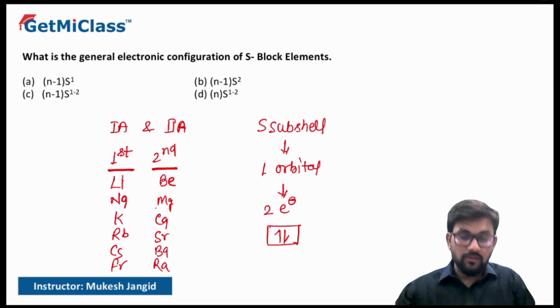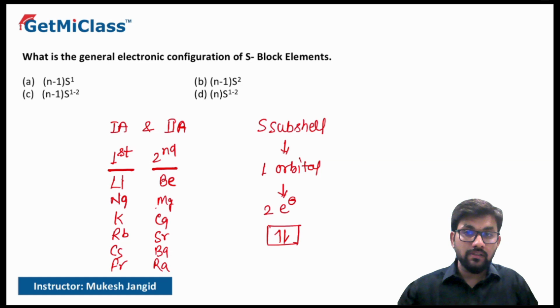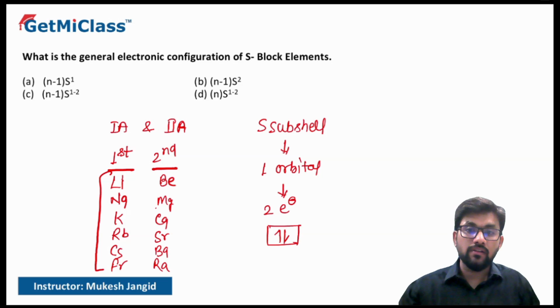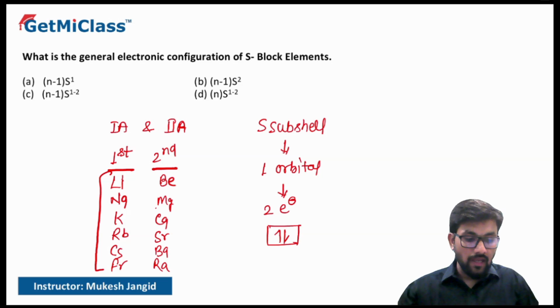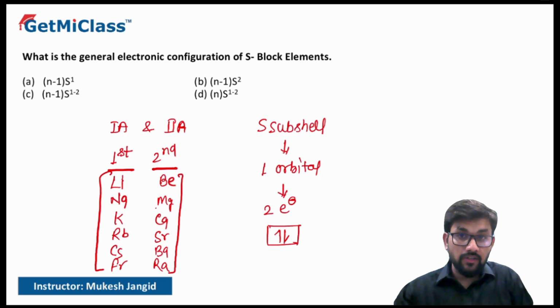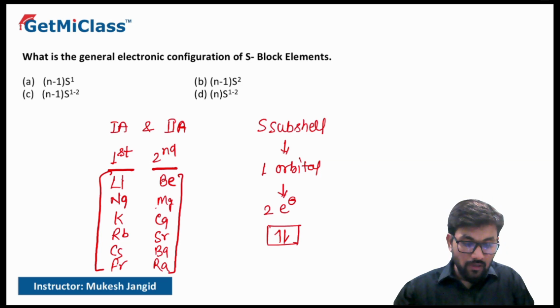So what can their configuration be? As we have already stated, if I add 1 electron in the S orbital, these are the elements having only 1 electron in the S orbital of their outermost shell. And if I add 2 electrons, these are the elements having 2 electrons in the S orbital of their outermost shell. Likewise, we can write their configuration also.